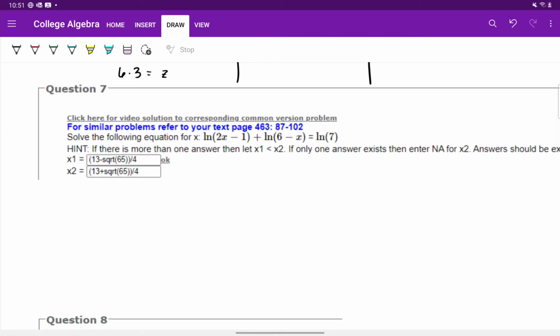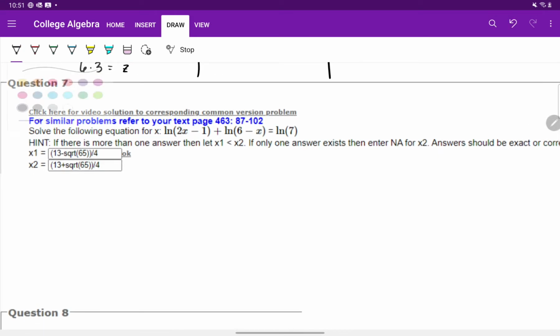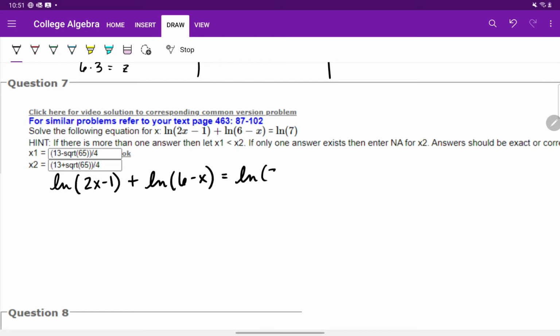Question 7 is asking you to do basically the same thing, but once we get rid of those logs, we're going to have a more complicated job ahead of us. So we start off with the natural log of 2x minus 1 plus the natural log of 6 minus x equals the natural log of 7. Now we can't take e to both sides just yet, because we'd be taking e to this power, and that is just ugly. So what we want to do is take these two logs and combine them into one. And since they're being added, we use our multiplication rule. So this becomes natural log of 2x minus 1 times 6 minus x.